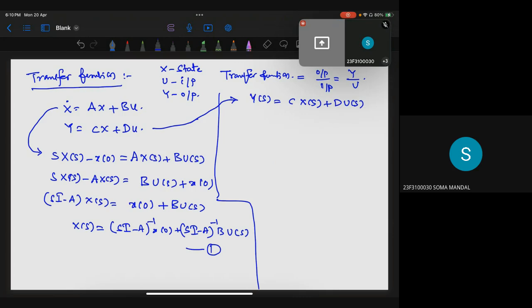Now substitute this X(s) there. Our intention is to find this expression, Y by U. So C multiplied by (sI minus A) inverse X(0), plus C multiplied by (sI minus A) inverse BU(s), plus DU(s). Correct? Are we missing anything?